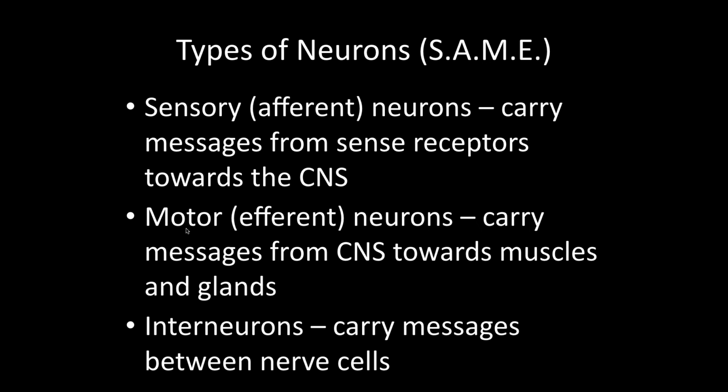Whereas motor neurons or efferent neurons, motor is referring to movement, carry messages from the central nervous system, from the brain and spinal cord, out towards our muscles and our glands. Interneurons make up most of our central nervous system. So our central nervous system is our brain and our spinal cord.